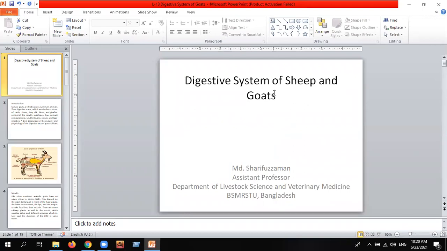And there are not only bacteria. There are protozoa, amoeba, and there are some fungi and viruses also. So all these are associated with the digestion of the feed, but the major role is played by the bacteria and the protozoa.